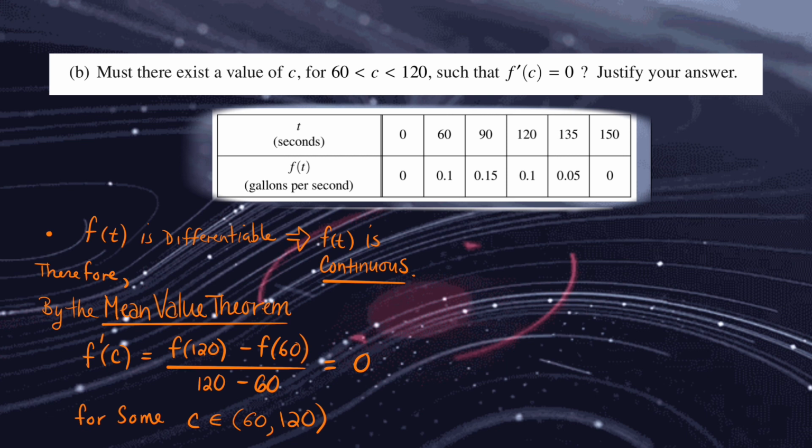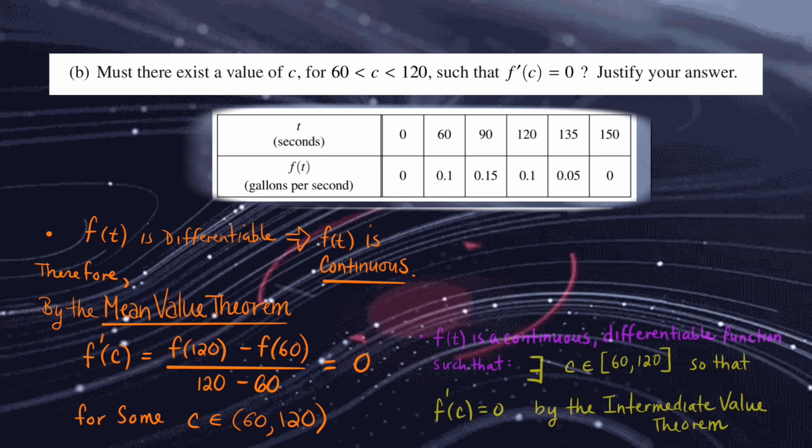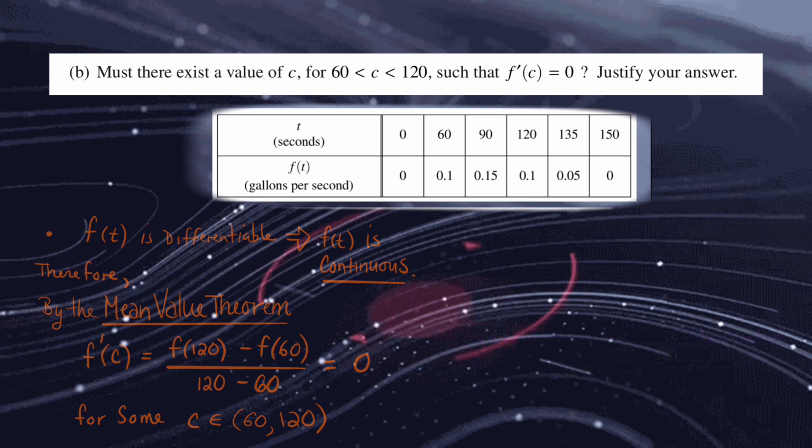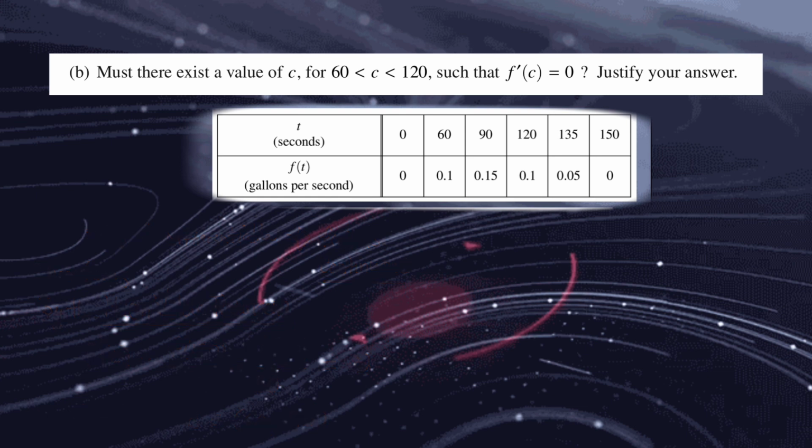The slope of our secant line is equal to 0, and so by the mean value theorem, the existence of such a value must be concluded, and this is all based on the fact that since f of t is differentiable, it is also continuous.